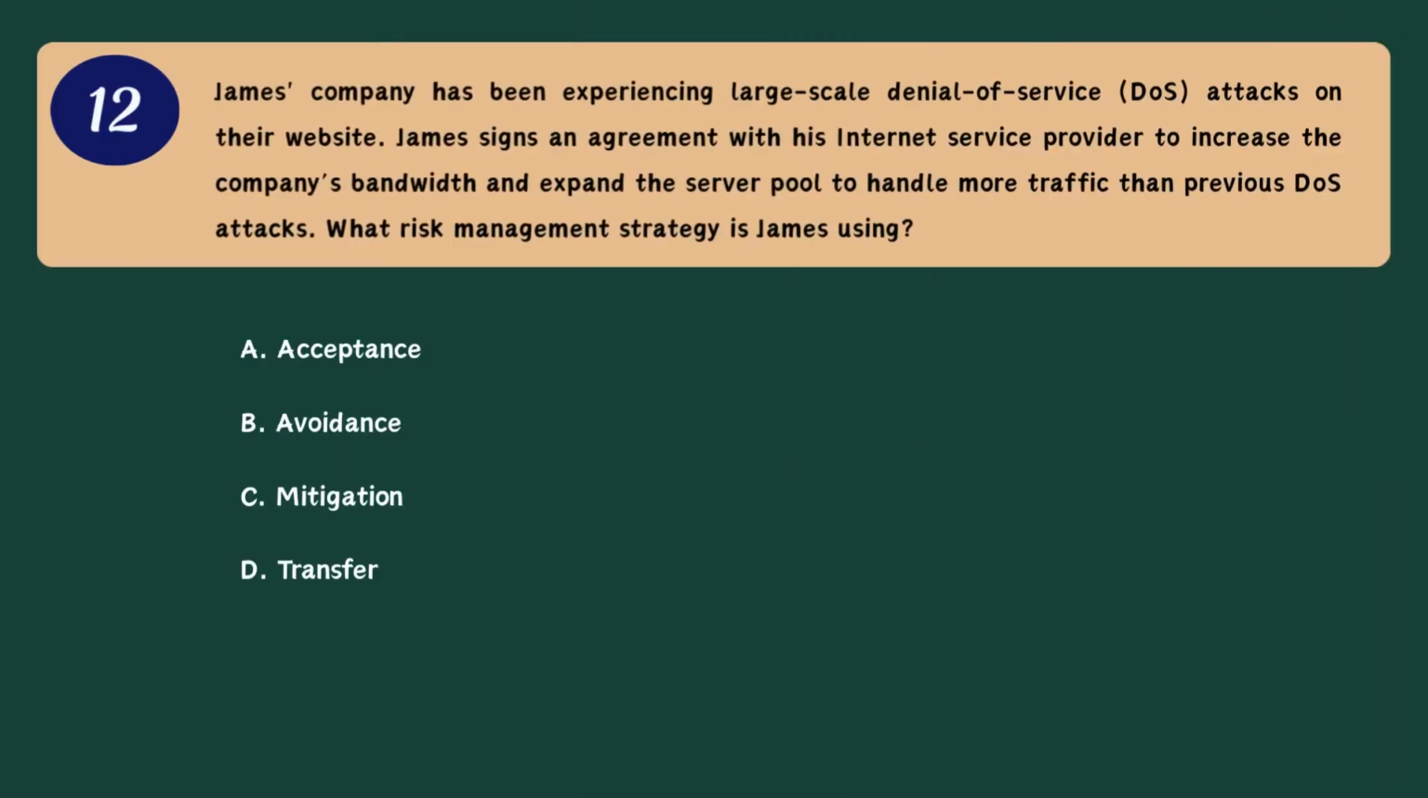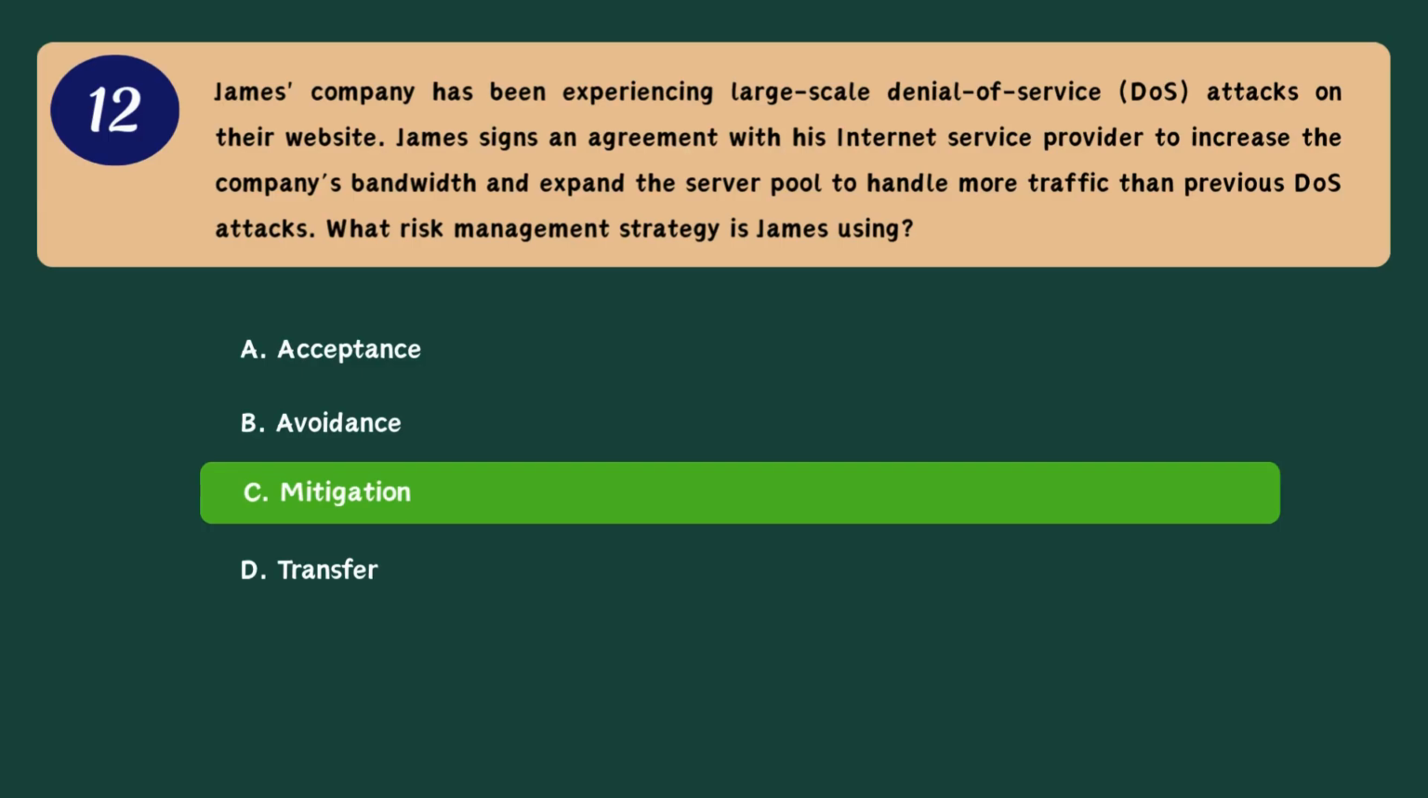Question 12. James's company has been experiencing large-scale denial-of-service attacks on their website. James signs an agreement with his internet service provider to increase the company's bandwidth and expand the server pool to handle more traffic than previous DoS attacks. What risk management strategy is James using? A. Acceptance. B. Avoidance. C. Mitigation. D. Transfer.